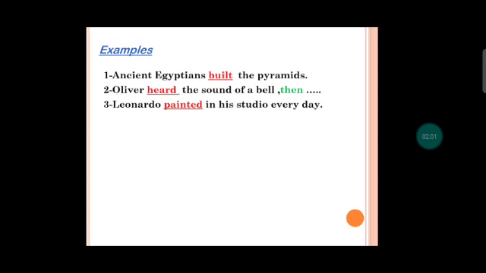Leonardo painted in his studio every day, so it was his habit. Here we are talking about a past habit for Leonardo. In the past, people caught fish using nets. Here we are talking about something that happened in the past. So, we can use the past simple tense to talk about number 1, an action that started and finished in the past.